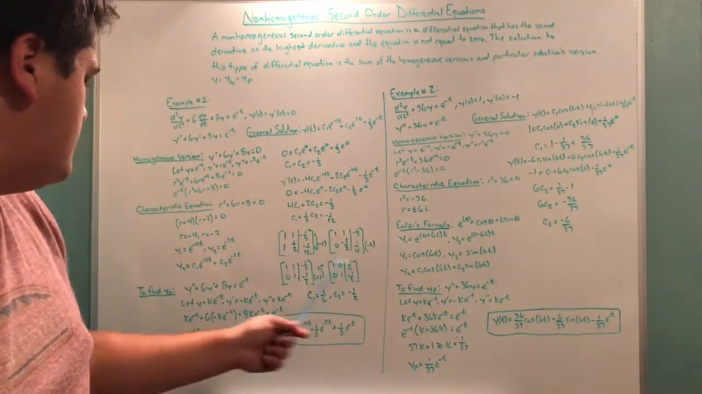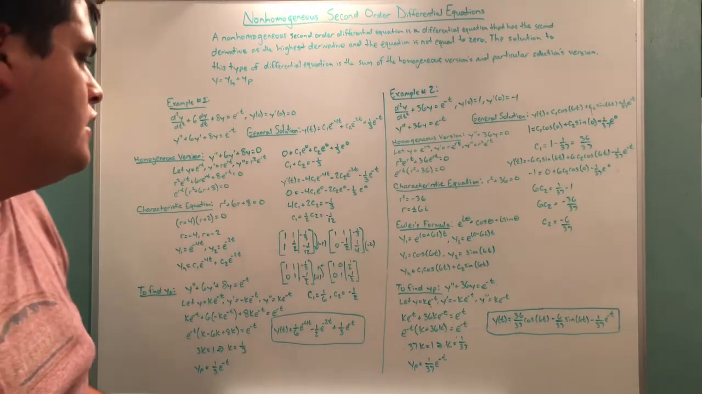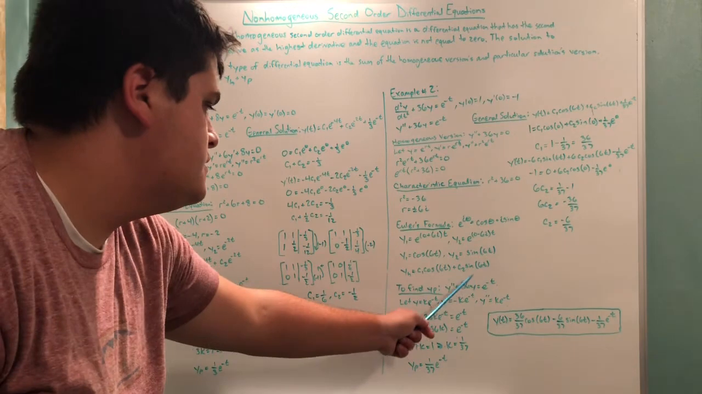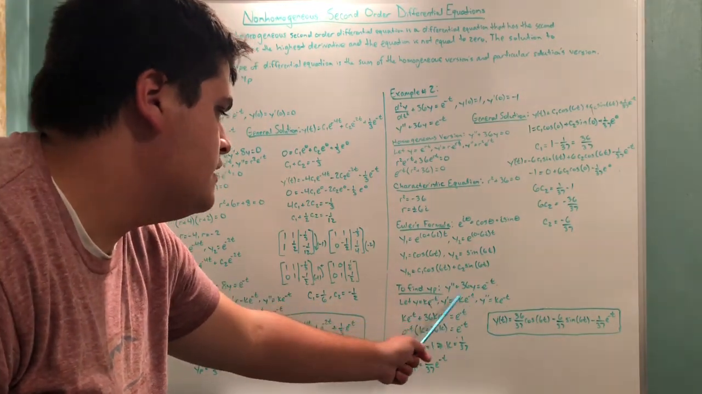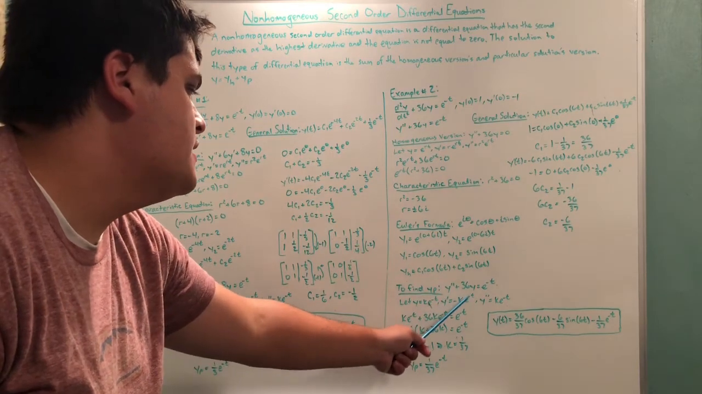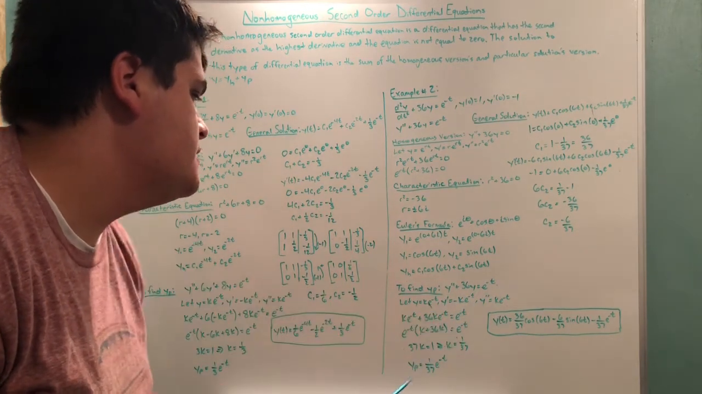However, like this example right here, we're going to let y equal to k e to the minus t. k is just some number because we want to get this side equal to this side. So we want it to be this form. y prime is equal to negative k e to the minus t, and y double prime is equal to k e to the minus t.